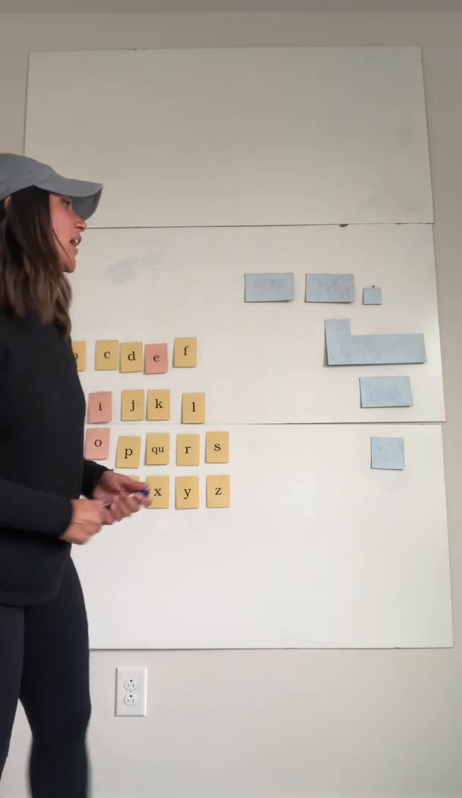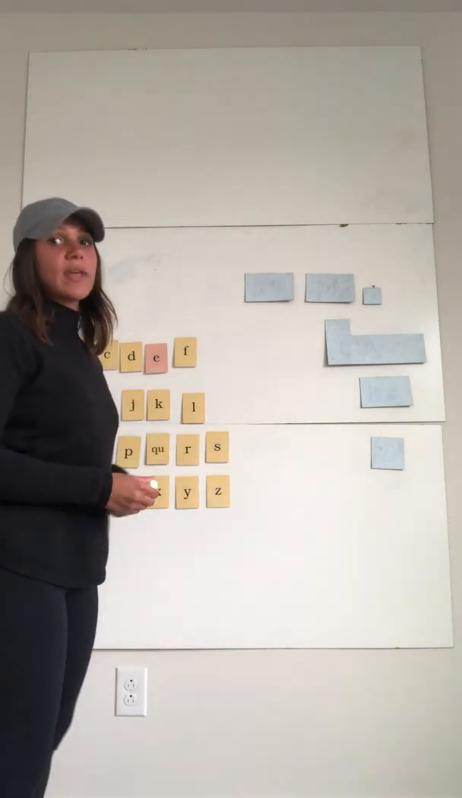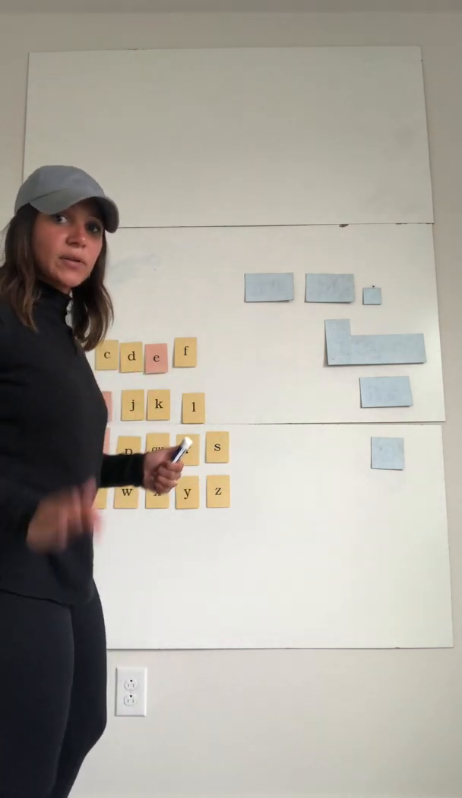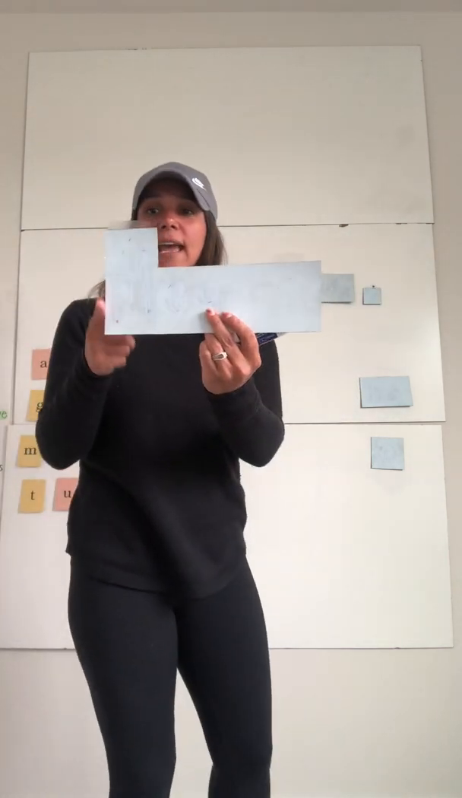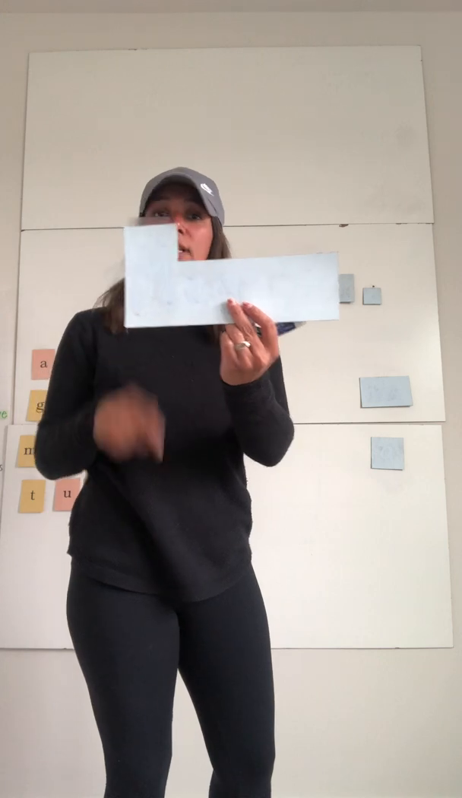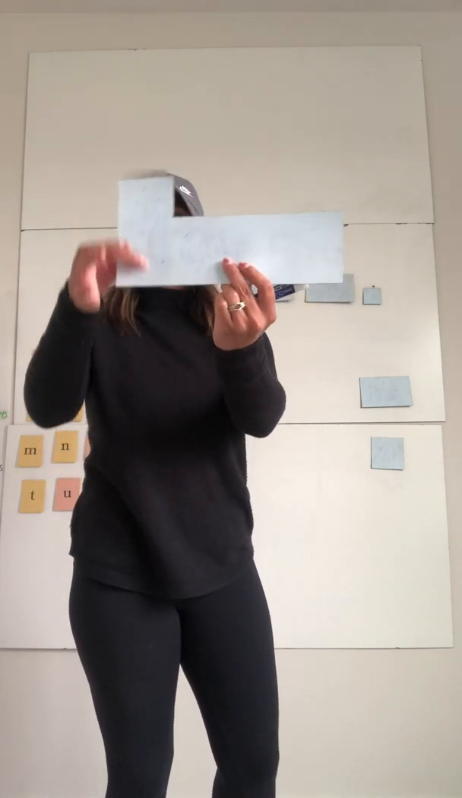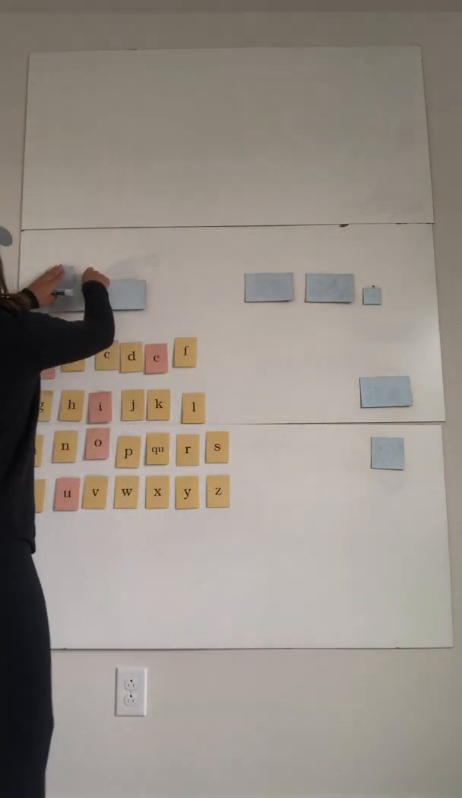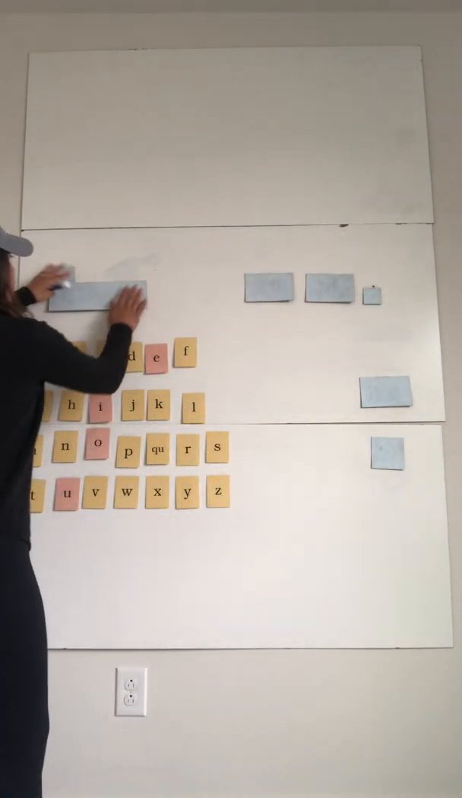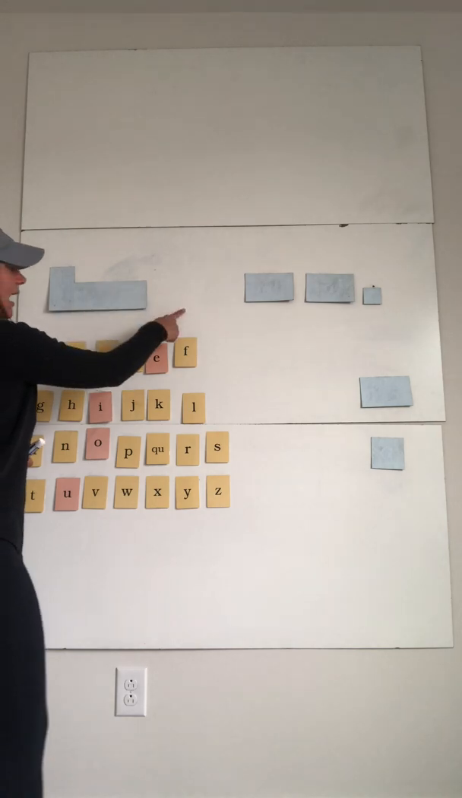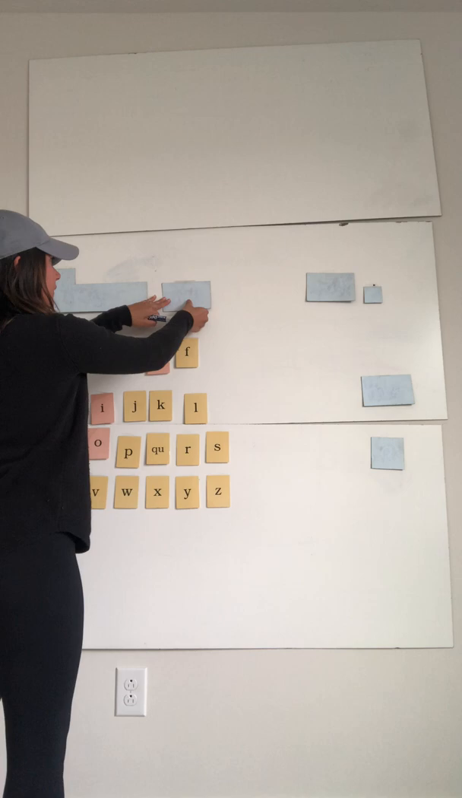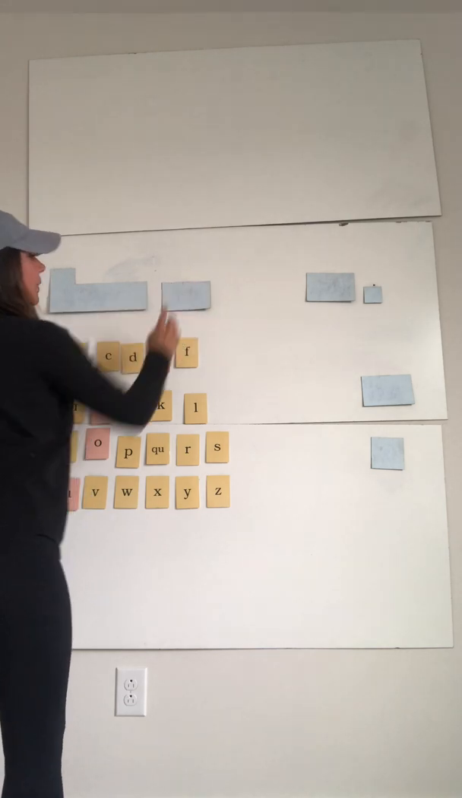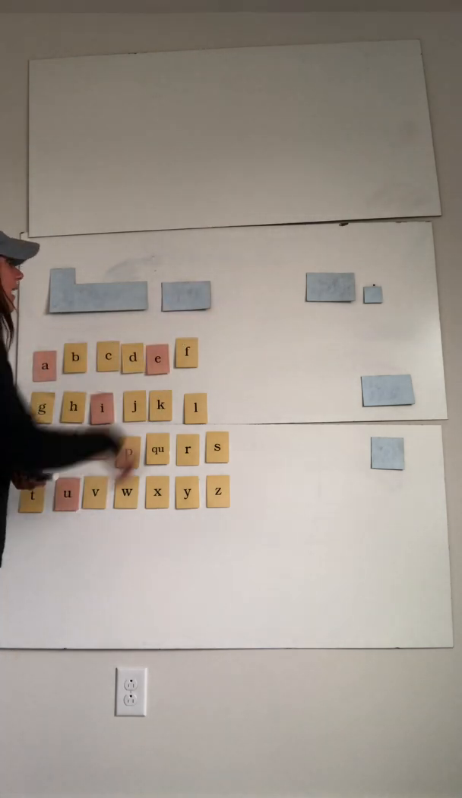Good job. All right, when I'm looking at my magnets, I know that we always start with a capital letter. So I'm going to take my biggest magnet that has the hump on top of it to let you know we start our sentence with a capital letter. I'm going to put that first. So now we have Ben has. I'm going to put a second magnet. You can say the sentence with me if you would like.